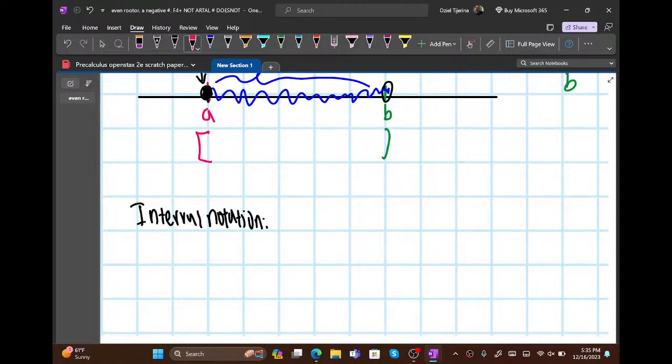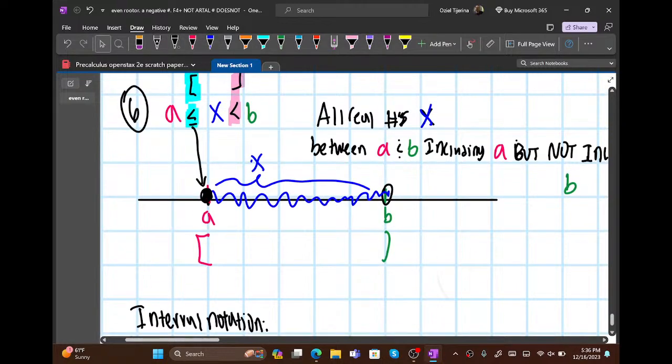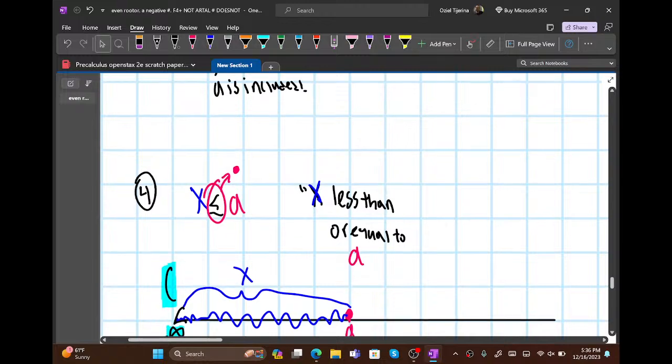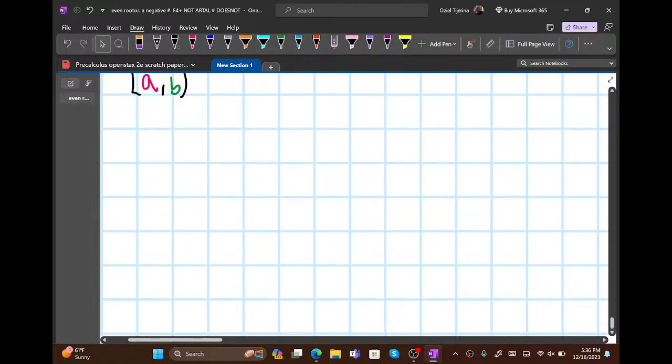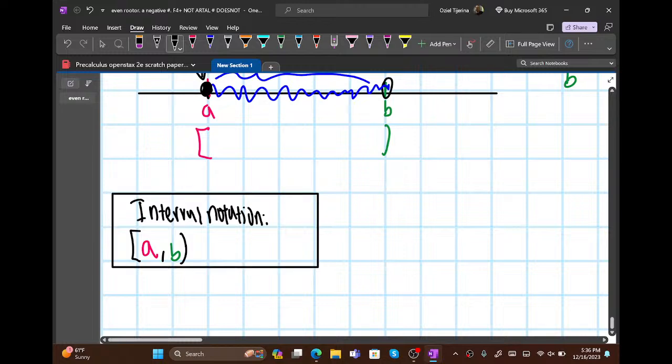It's going to be bracket, and actually I'm just going to do it this way. It's going to be bracket A, comma, B, close parentheses. Give me a second. So that's number 6. So that is how we say that in interval notation.